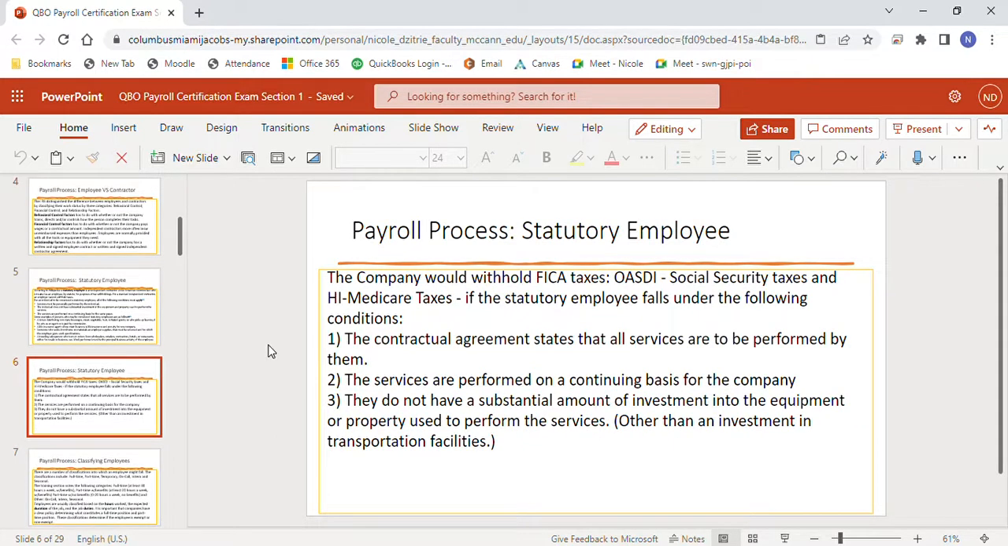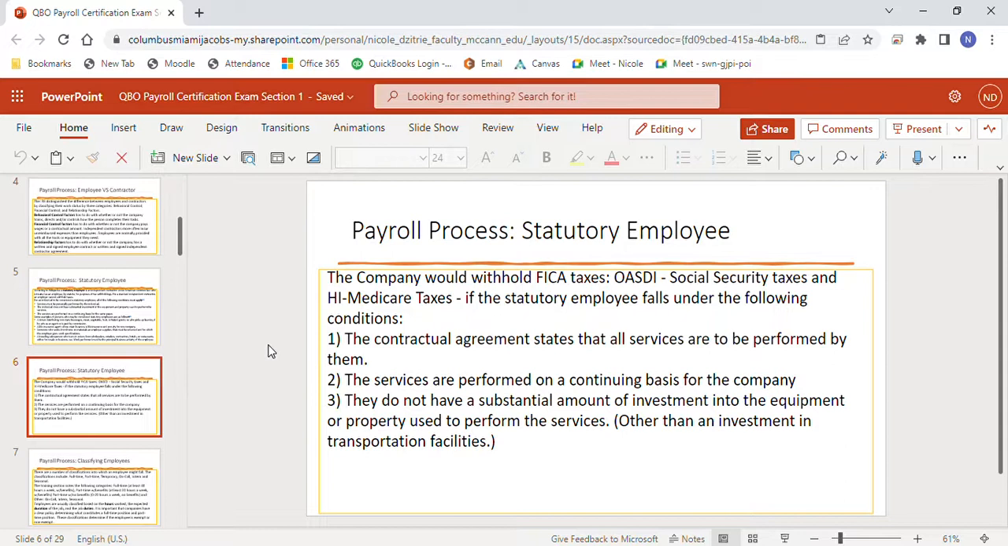Still staying with the topic of statutory employees, the company would withhold FICA tax, which is OASDI, Old Age Survivors Disability Insurance, which we just call Social Security taxes, and then HI, which we usually call Medicare taxes. If the statutory employee falls under the following conditions: 1, the contractual agreement states that all services are to be performed by them. 2, the services are performed on a continuing basis, as we said in the last slide. And 3, they do not have a substantial amount of investment in the equipment or property that they use.